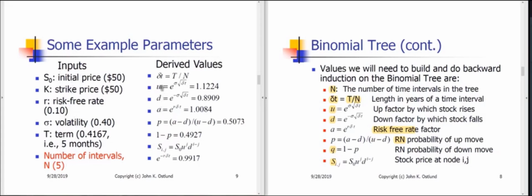Okay, so from these specific values, we can calculate delta t, the up factor and down factor, the risk-free rate factor, the probabilities of an up move and a down move, and then we'll also be able to compute future stock prices based on today's stock price and some permutation of up and down moves.